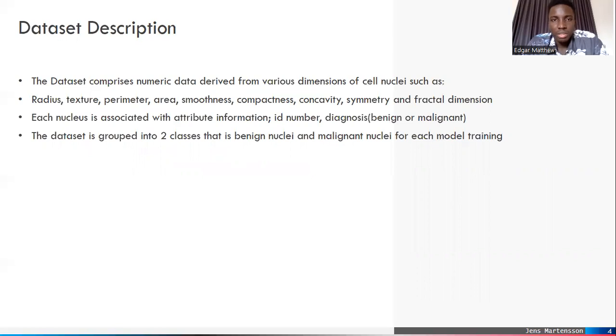The properties of the cells we had included the radius, the texture, the perimeter, the area, smoothness, compactness, etc., and the classification on whether they are cancerous or non-cancerous. So based on these various properties, we'll be able to train a model that can further on classify new cells and see whether they are cancerous or non-cancerous.